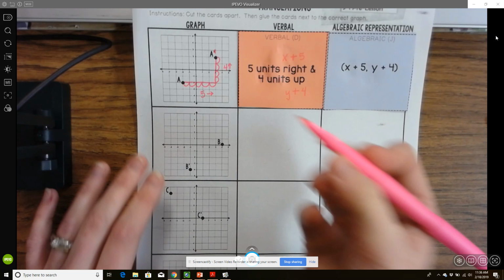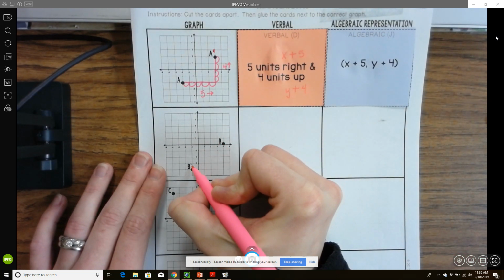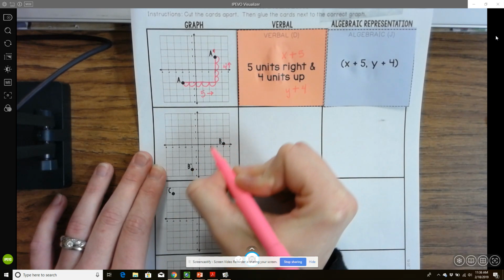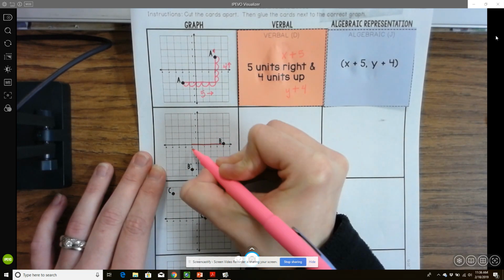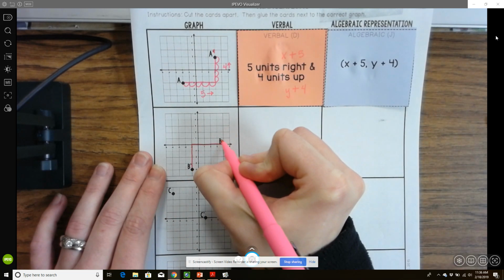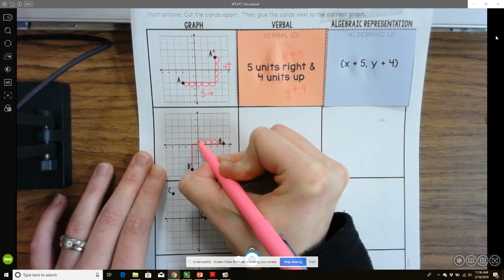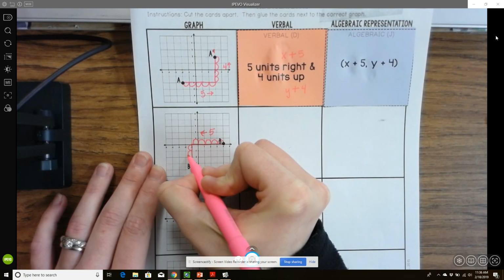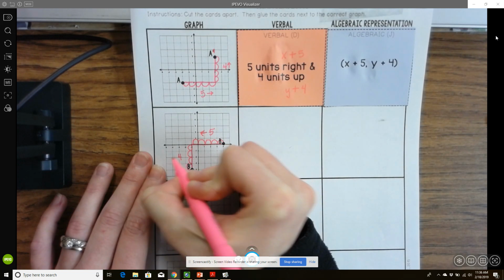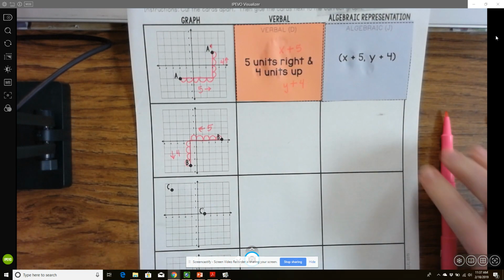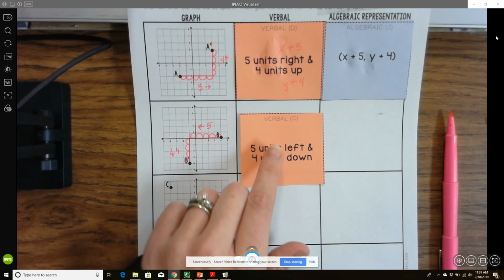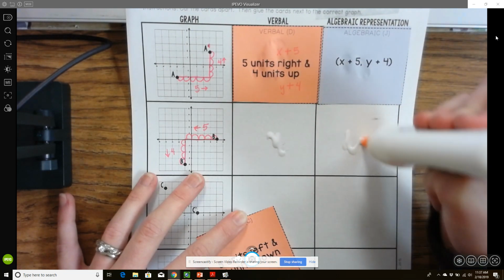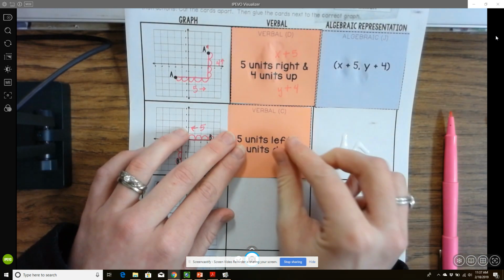All right, so this next one. So again, I'm moving to the one that has the apostrophe. So this B is my original, and I want to know how I got to B prime. So again, I can kind of trace out the path that I took. So here I went 1, 2, 3, 4, 5. But this time I went to the left, and then 1, 2, 3, 4. I went 4 down. So 5 to the left and 4 units down. So that's going to be this one, the verbal C. And so that one will go there.